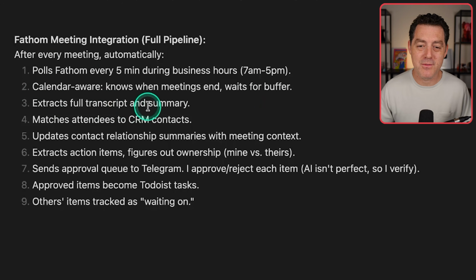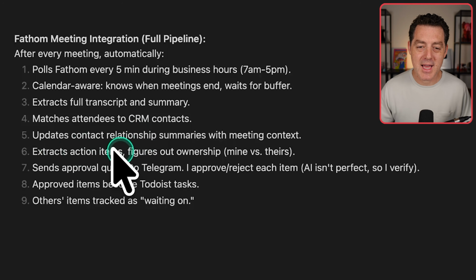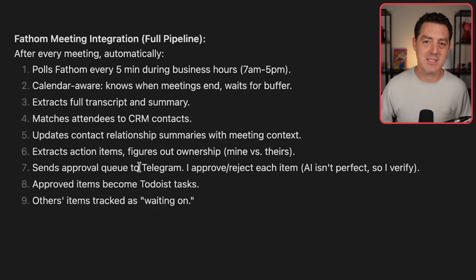It extracts the full transcript and summary, matches it to CRM contacts, updates the contact relationship, extracts action items, sends approvals. So not all action items are always perfect that it extracts. So it sends it to me and asks me for approval. And the cool thing is it will actually learn if I say, no, that wasn't actually an action item for me, it will learn about it and update itself to have a better filter next time.